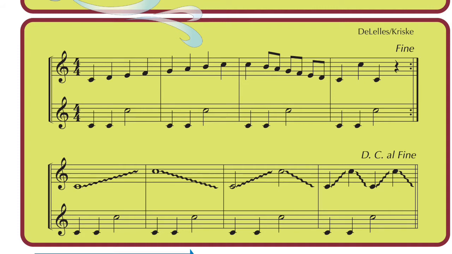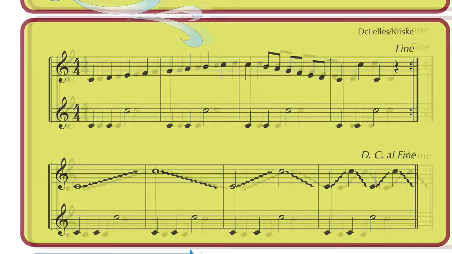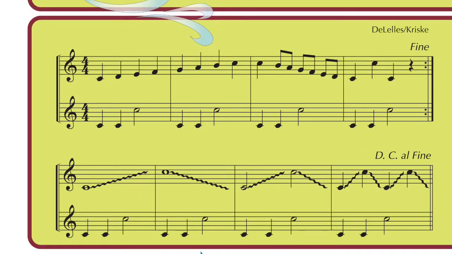So the pattern for this song will be first staff, then repeat first staff, and then we're going to skip down to the glissando staff, and then we go back and do the first staff again to the fine, to the finish. All right, let's try it. Our scale, slowly, here we go.